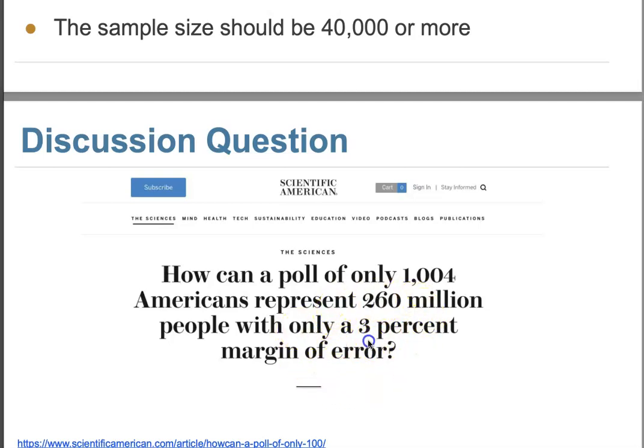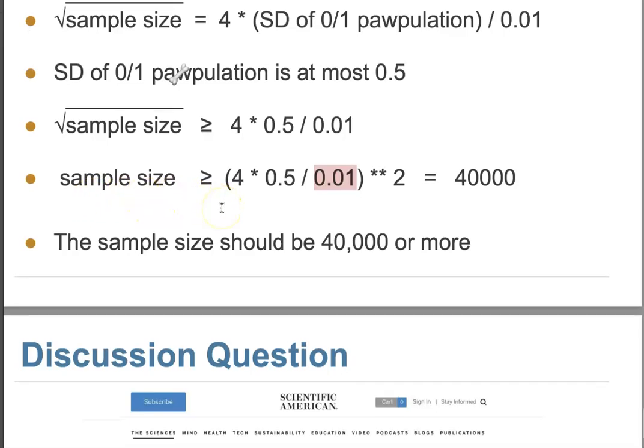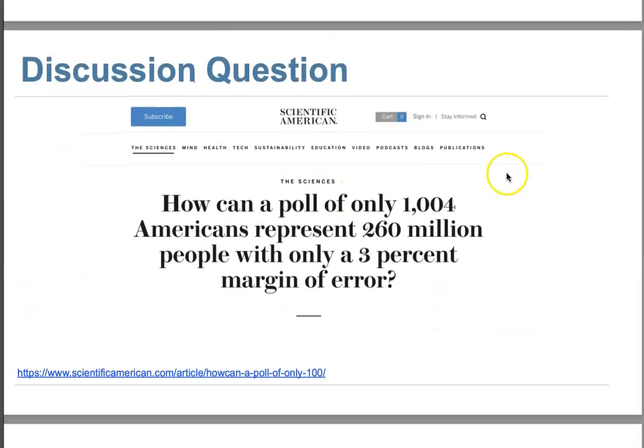So anyways, the 3% margin of error means your total interval is 6%. So we just need to go back to this equation and replace the 0.001 with 0.06. Then you find your sample size and compare, is it close to the 1,004? Okay, so that's our first discussion question.